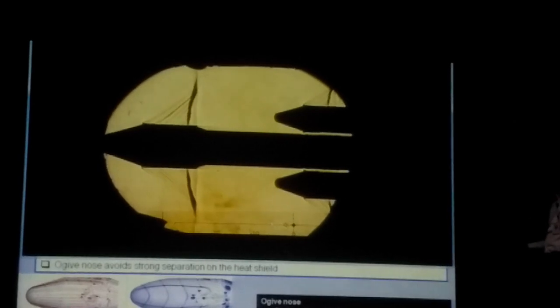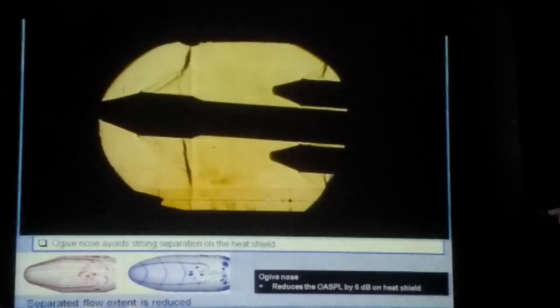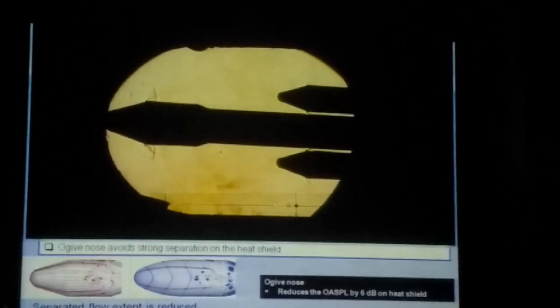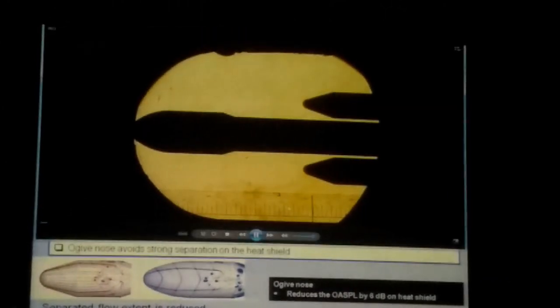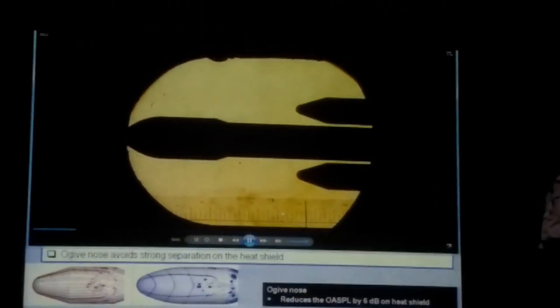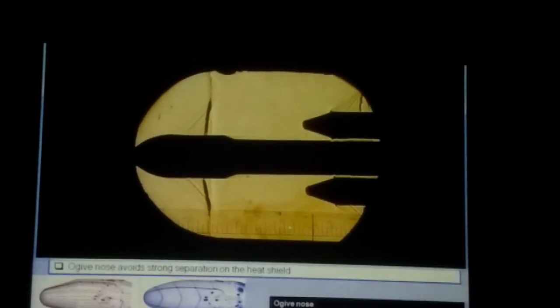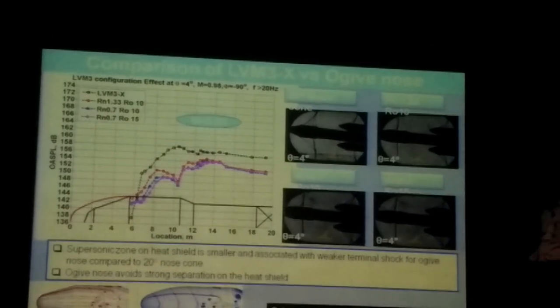See here, there is no increase in separation, and in fact, the top oscillations are really much lower. You can see the oscillations if you run at 1.2 meters, 500 ma, and this is of the ogive. This half doesn't push, it comes to this side, and then the last separation is not there. And this you can also see from the flight data also. The shocks are much weaker, and you can clearly see the reduction in acoustic level because of this.